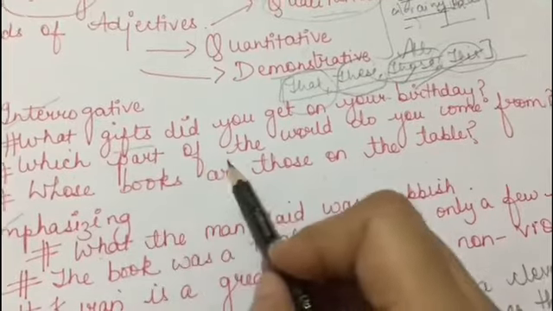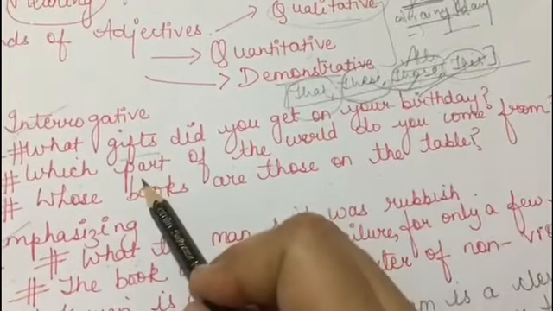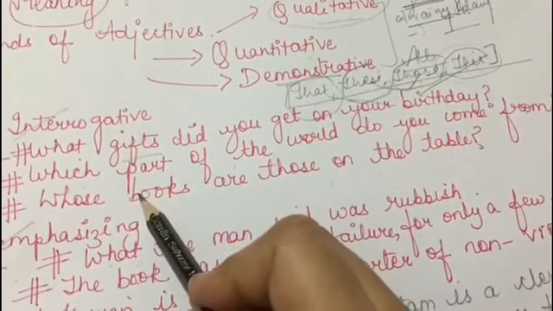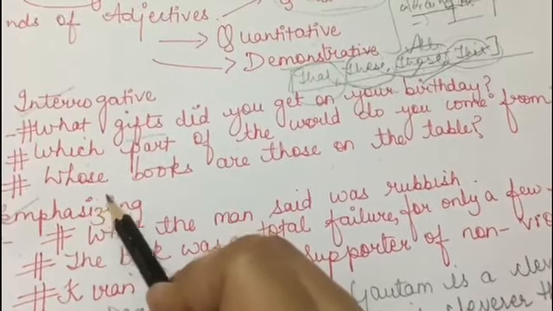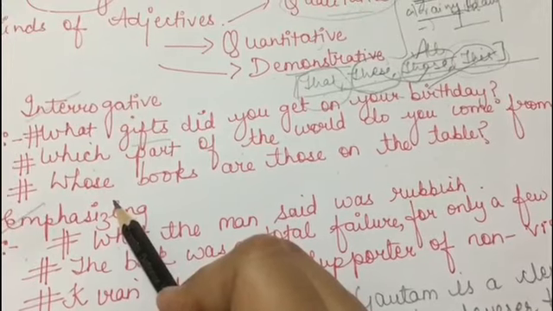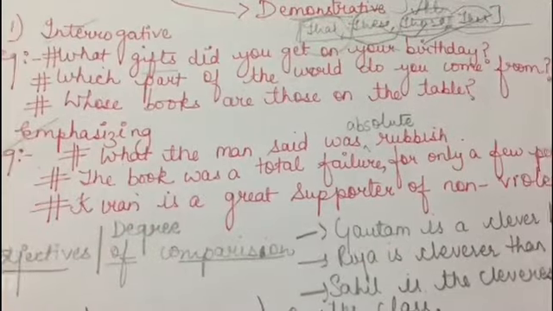Next, which part of the world do you come from? So in that case, which qualifies the noun part and also asks a question. And last, whose books are those on the table? So in that case, whose qualifies the noun books and also asks a question.